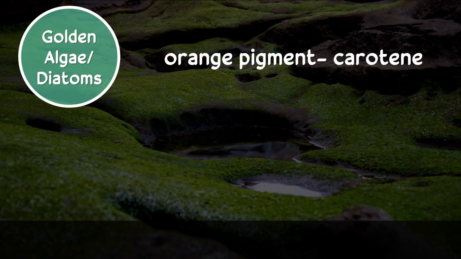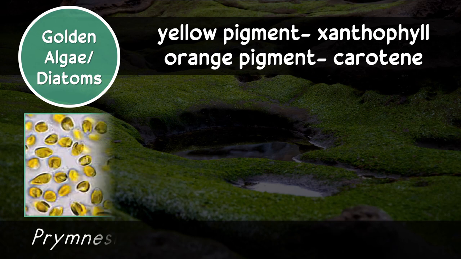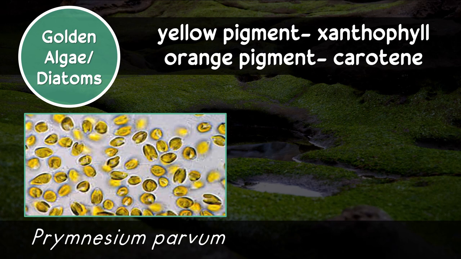Another major group of algae are the golden algae or diatoms group. Why are they golden? Because they contain the yellow pigment xanthophyll or the orange pigment carotene. Meron silang iba't ibang shapes and designs. Ano bang halimbawa ng mga golden algae or diatoms? First, we have Prymnesium parvum. This is actually a toxin-producing golden algae that causes harmful algal blooms na magresulta sa mga fish kill.